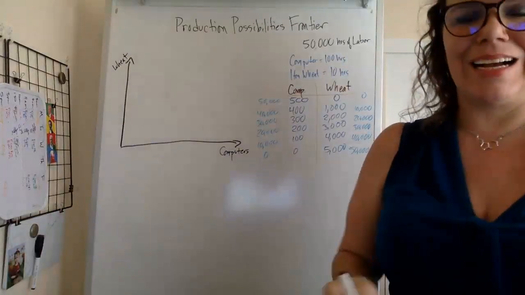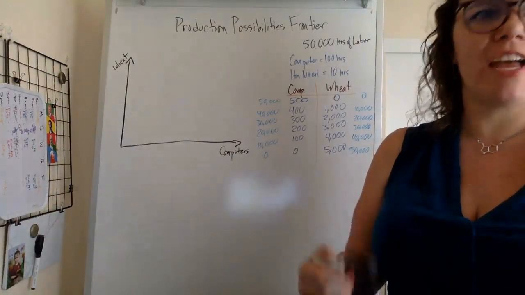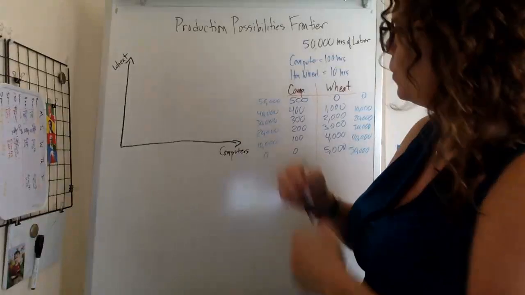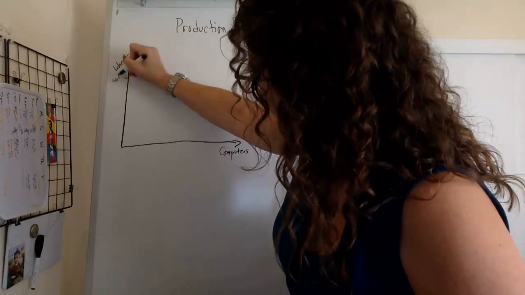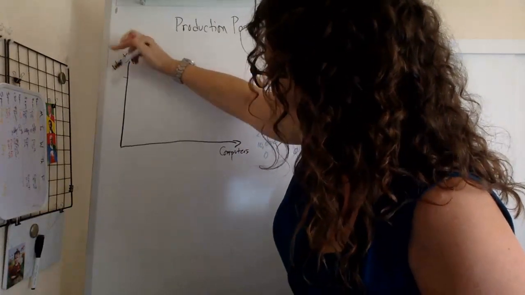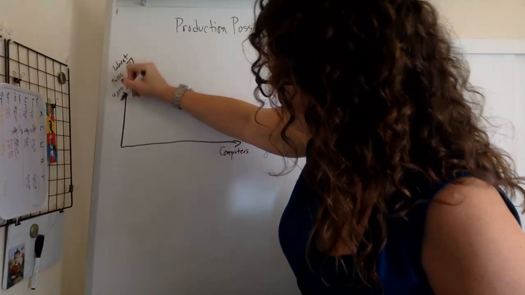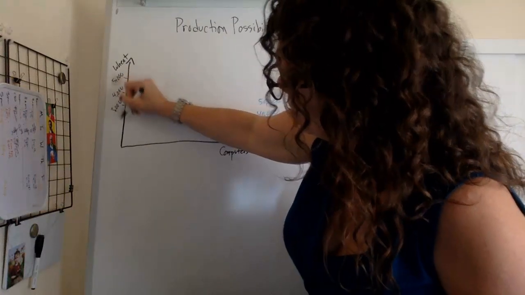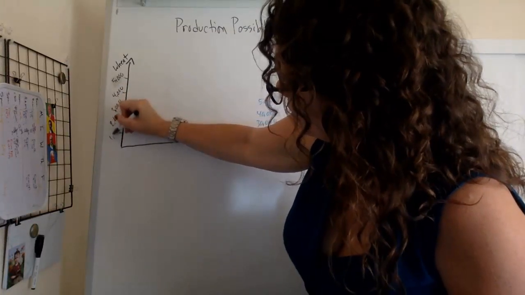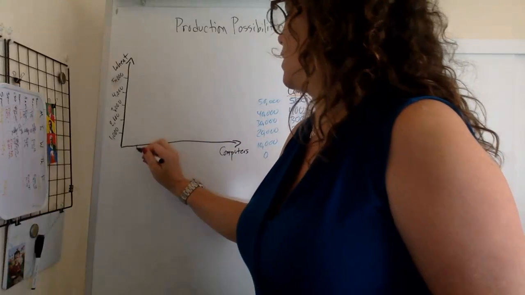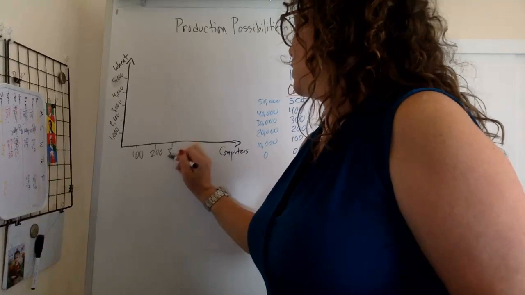And then it's not going to be perfectly to scale. We're not going to worry about that too much. It's not going to affect the things we learn from this model. So I'm going to look at my possible quantities of wheat. We've got 5,000, 4,000, 3,000, 2,000, and 1,000. And then for computers, I've got 100, 200, and so on.